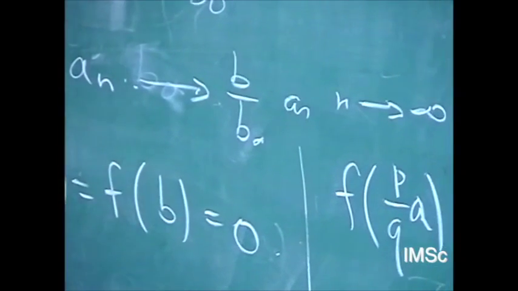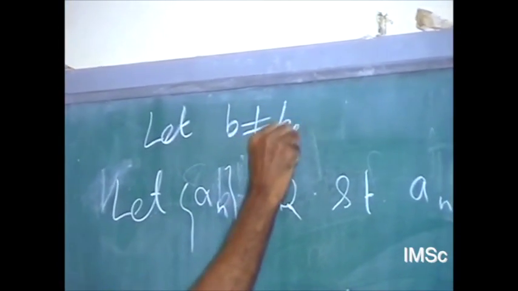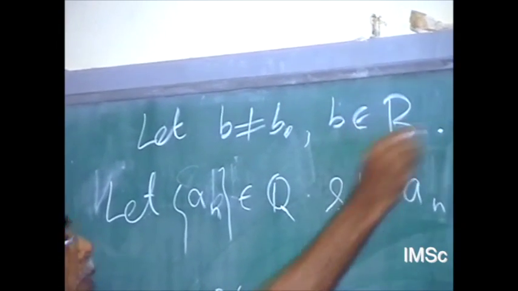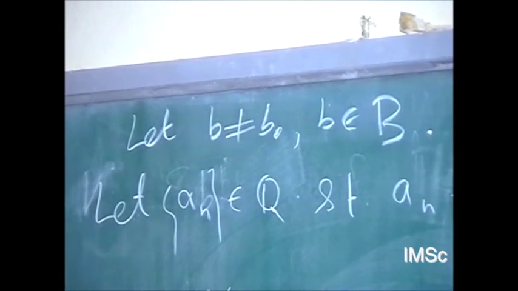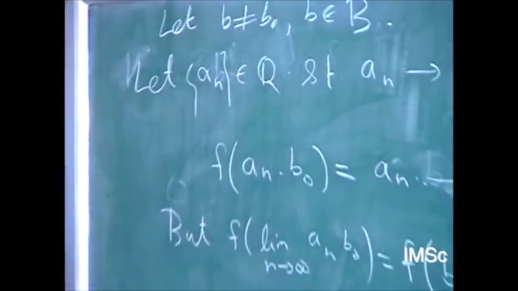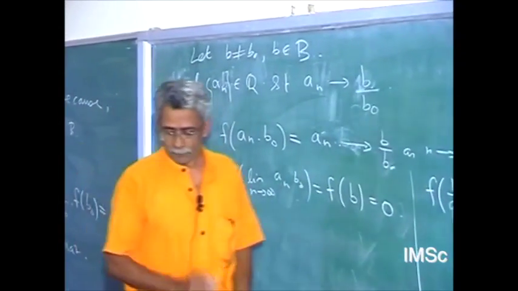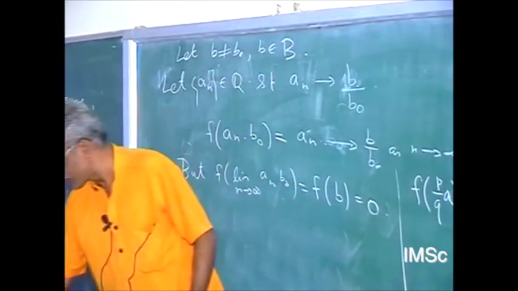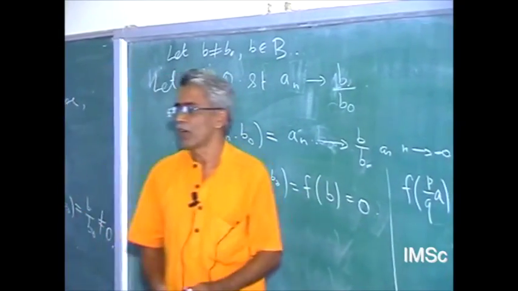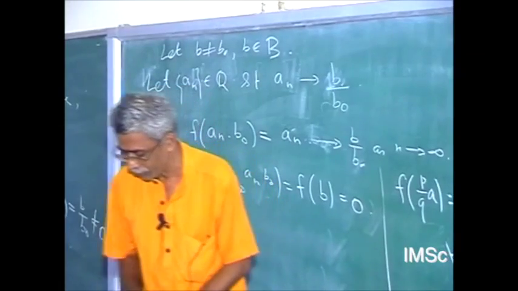Here, say b is not b naught. So you see, you get two distinct answers. So this is not possible. It cannot be continuous. So there are very many functions which satisfy this property. I will erase that. It is just to illustrate this.